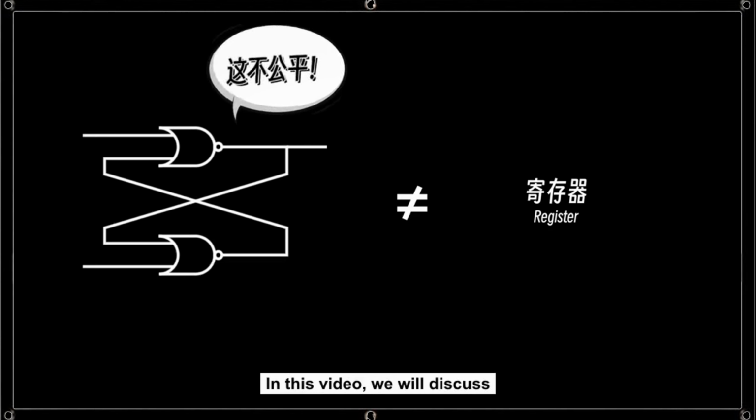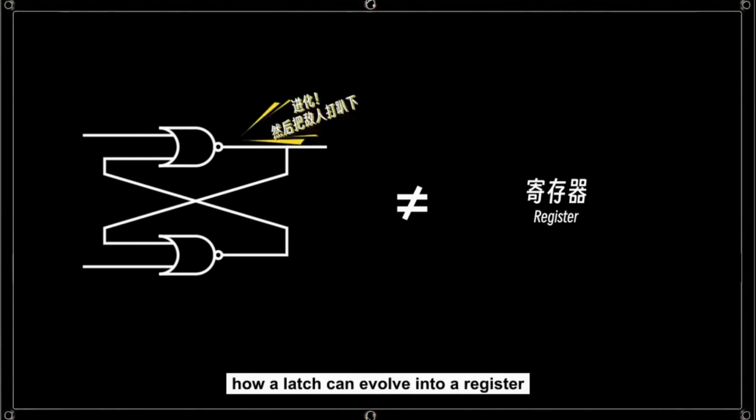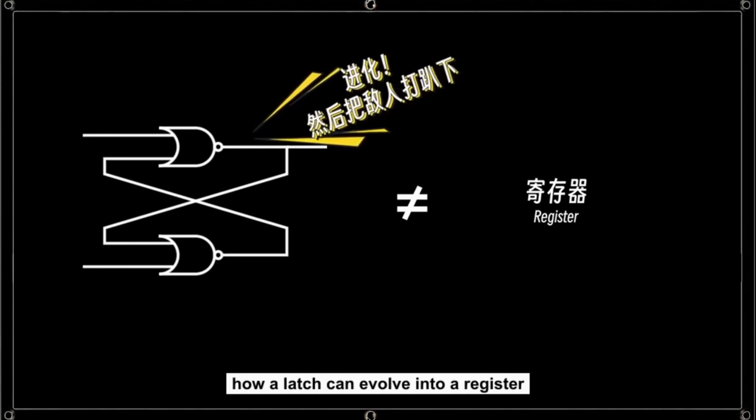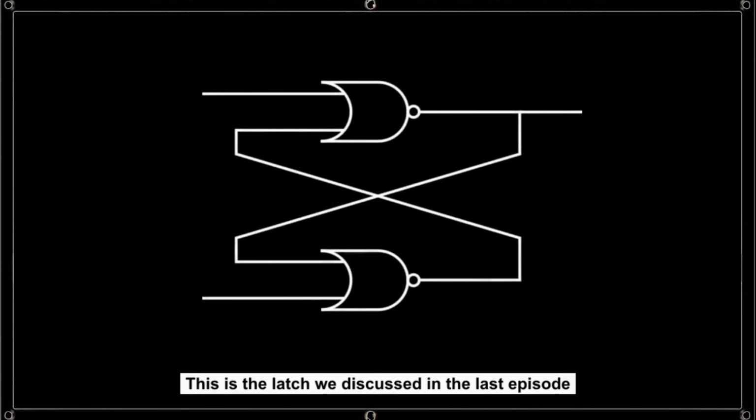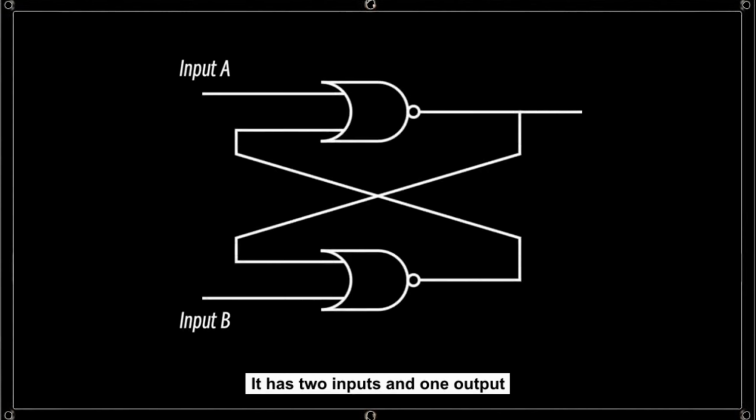In this video, we will discuss how a latch can evolve into a register. Let's get started. This is the latch we discussed in the last episode. It has 2 inputs and 1 output.